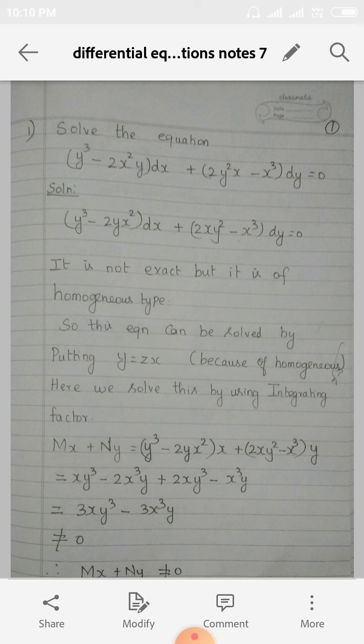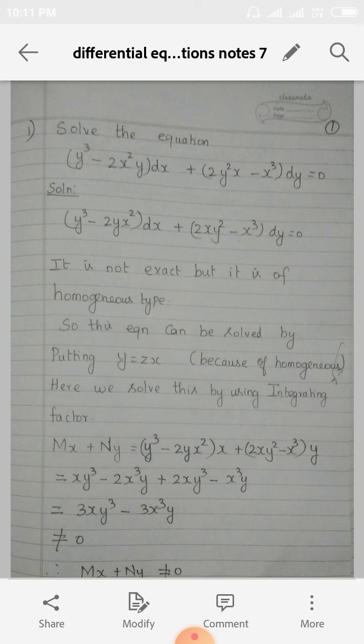See the equation, the given equation is not exact. We have to reduce this equation to an exact one. This is the procedure. It is not exact, but it is of homogeneous type. The equation is not an exact equation, but it is a homogeneous type.